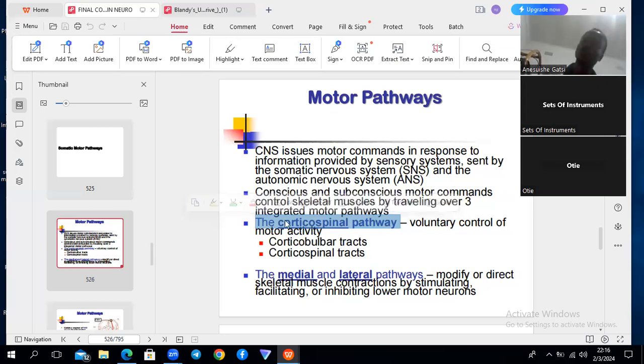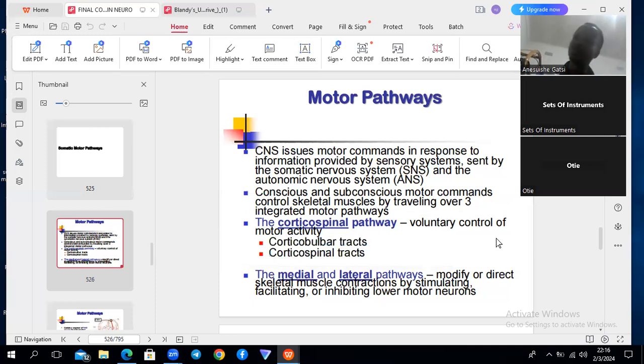So the main pathway is what we call corticospinal, but we have something called the corticobulbar. You've done head and neck, and you know most of the cranial nerves in the head and neck. Some of them were purely sensory, for example, cranial nerve number 1, number 2, and number 8. Then some of them were mixed, some of them were purely motor. So the cranial nerves that have a motor component also need some input from these pathways. That's where we talk about the corticobulbar.